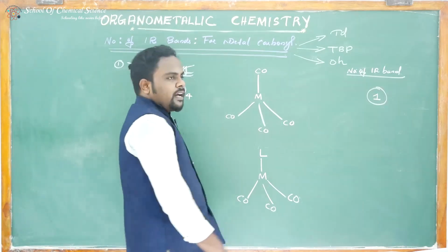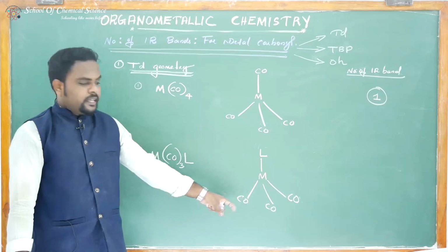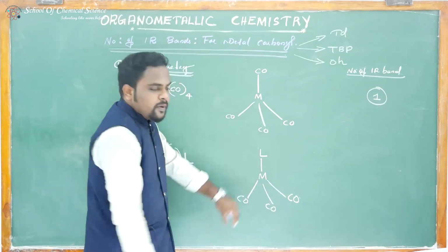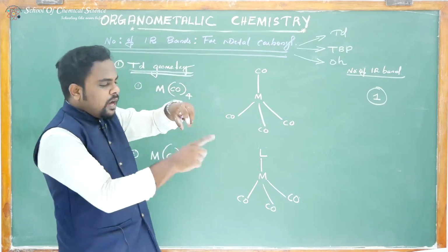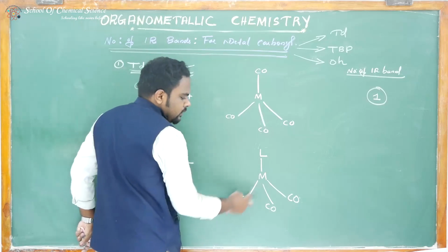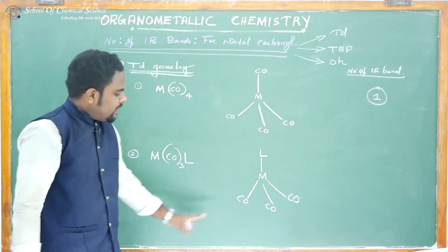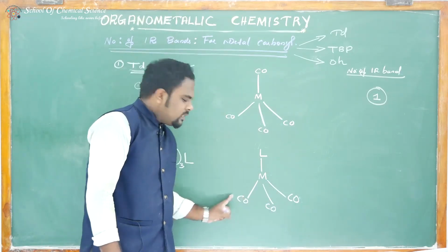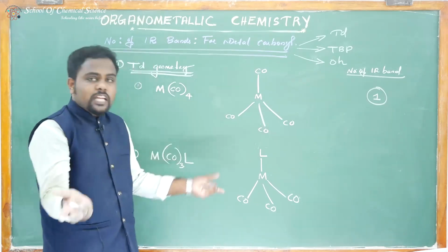What is the number of IR bands? This is not at all symmetrical. Here one metal is there, and three carbon monoxide on the three corners of a pyramid. So all are bend. So three bend metal carbonyls are there: CO, metal, CO. All are bend carbonyl.